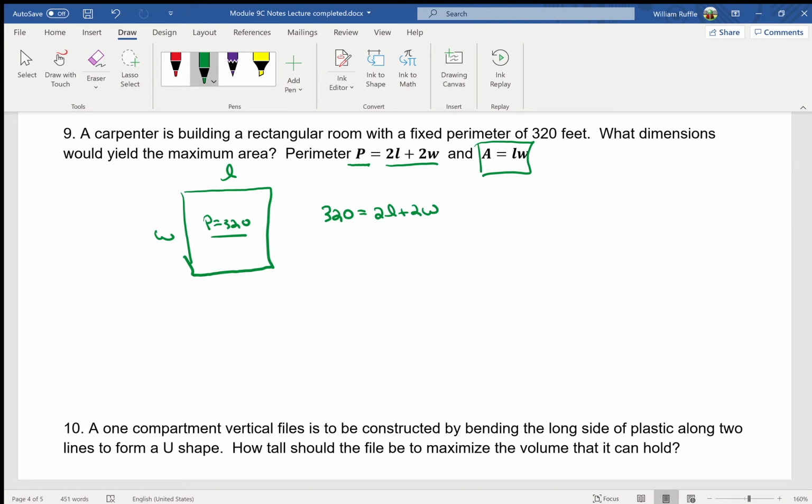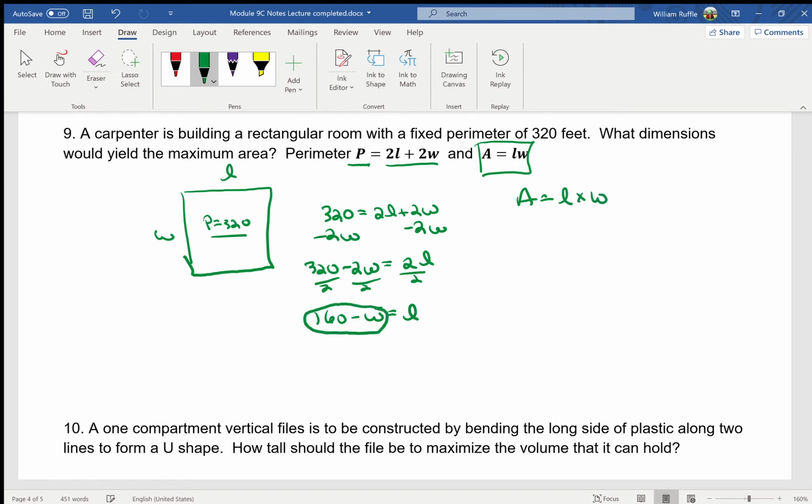I'll solve for L. So I will subtract 2W over. So 320 minus 2W is equal to 2L. I'm going to divide everything by 2. So I get 160 minus W equals L. Now remember, we're trying to maximize length times width here. So I'm going to substitute this 160 minus W in for the L. So my area is now, instead of L, 160 minus W times W.